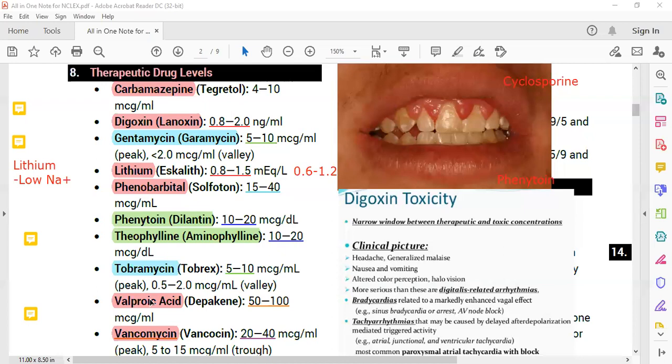Another is valproic acid, anticonvulsant. Therapeutic index is 50 to 100. And vancomycin, broad spectrum antibiotic, therapeutic index is 20 to 40.